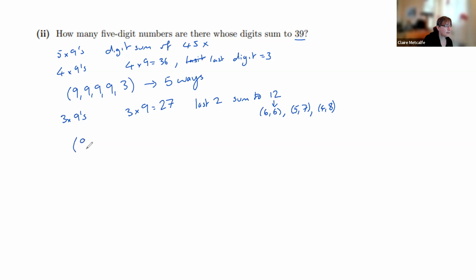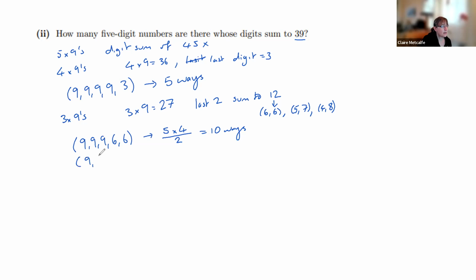So if we consider 9, 9, 9, 6, 6, that's the same idea that we had before with the 3 9s and the 2 8s. There are 5 ways of placing the first 6, 4 ways of placing the second 6, but to stop the double counting, we need to divide by 2. So that gives us 10 ways.